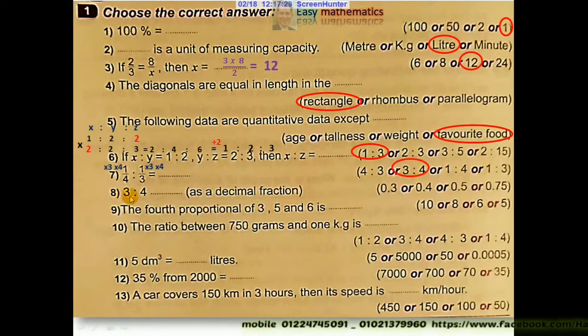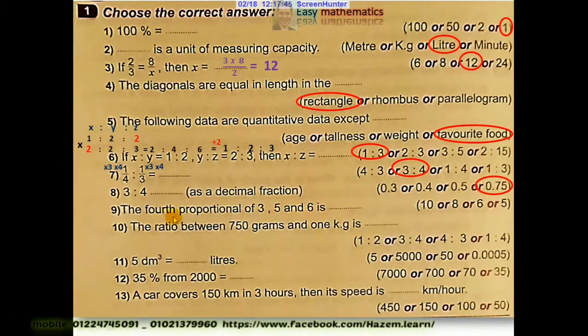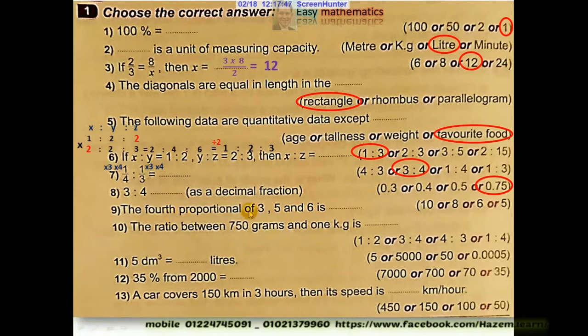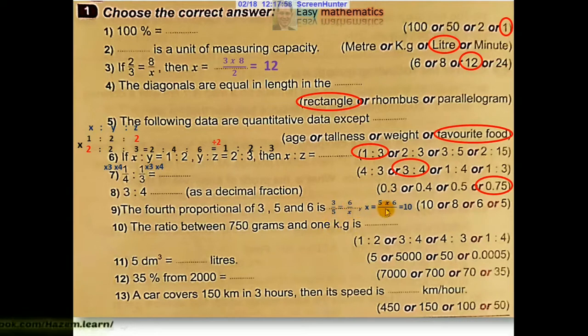Number 8. 3 to 4 as a decimal fraction. He asked me to change this ratio into a decimal fraction. By using your calculator, it will be 0.75. Number 9. The fourth proportional to 3, 5, and 6. He asked me to find the fourth proportional. First, we must write them in order like that: 3 over 5 equals 6 over x. And how to find the value of x here? By doing the cross multiplication, it will be equal to 5 times 6 over 3, which equals finally 10.